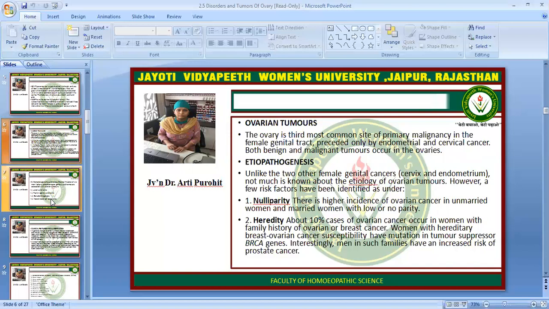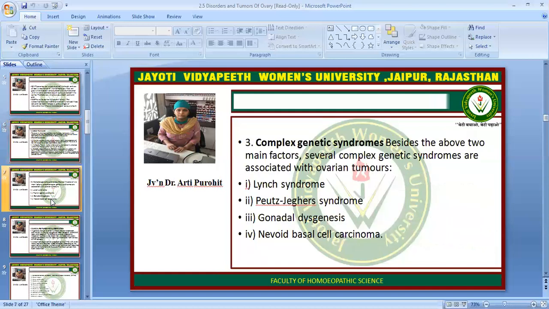However, a few risk factors have been identified. First, nulliparity: there is higher incidence of ovarian cancer in unmarried women and married women with low or no parity. Second, heredity: about 10% of cases of ovarian cancer occur in women with a family history of ovarian and breast cancer. Women with hereditary breast-ovarian cancer susceptibility have mutation in the tumor suppressor BRCA gene. Interestingly, men in such families have an increased risk of prostate cancer also.